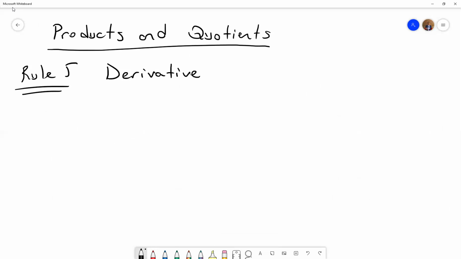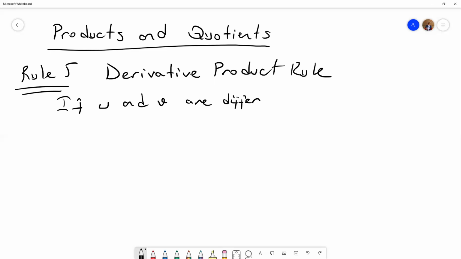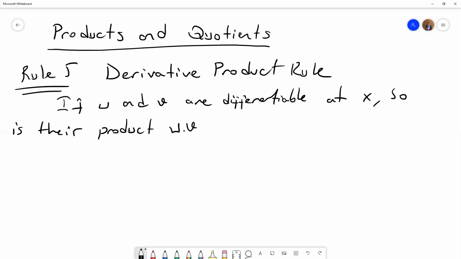Derivative product rule. If we want to give a definition: if u and v are differentiable at x, then their product u times v is also differentiable at x.